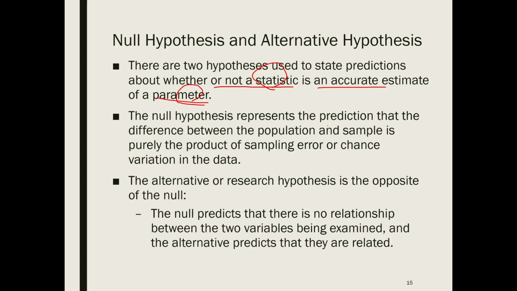The null hypothesis predicts that the difference between the population and sample is just coming from sampling error, or chance, or the chance variation in the data. So basically it means something you cannot control. It's just the nature of the data, so it's not a true difference. Okay. The alternative or research hypothesis says no, this difference is true. This relationship is true. It does have this relationship. That's why they are different.